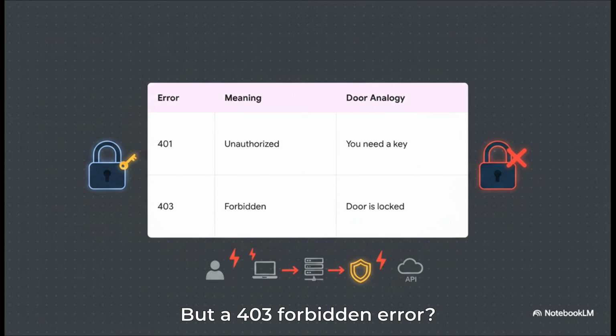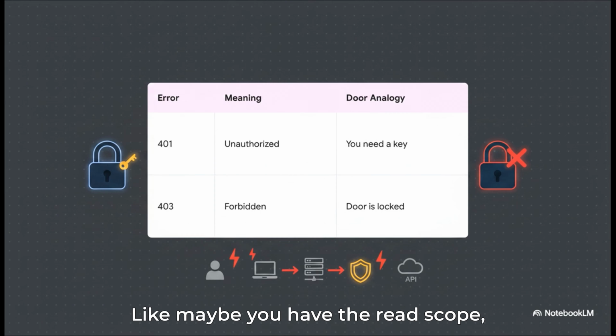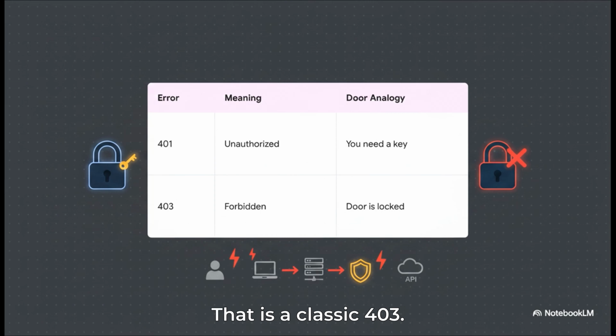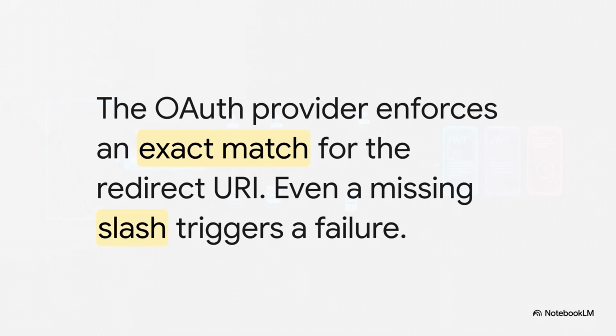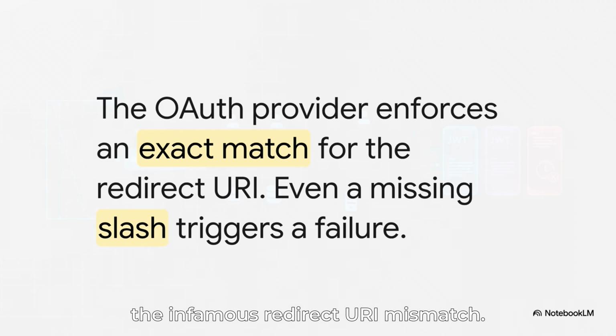But a 403 forbidden error? That means authentication actually worked. You have a valid key, but you simply don't have the right permissions or scopes, in OAuth speak, to open that specific door. Like maybe you have the read scope, but you're trying to delete something. That is a classic 403. Our third suspect pops up right during the initial handshake, the infamous redirect URI mismatch.